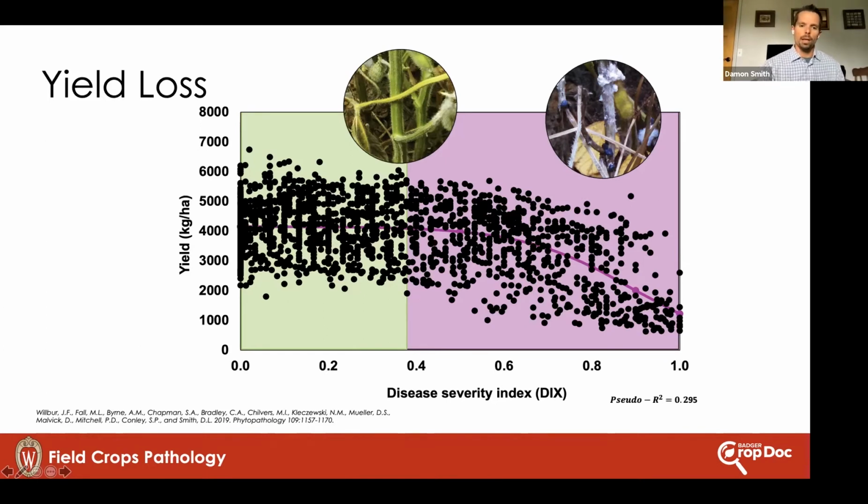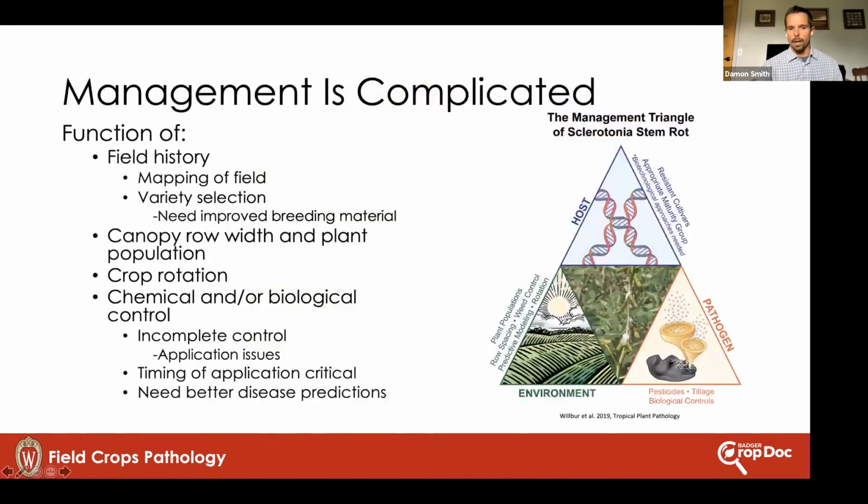So we have what we call our low pressure disease situations, and then our high pressure disease situations over here on the right-hand side. And you can see quite a significant yield reduction there. In terms of management, it is a function of multiple things. So we're going to bring a triangle in here. We are pathologists. We like to talk about the disease triangle. This is our white mold management triangle.